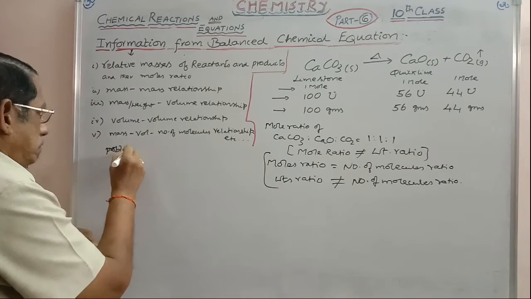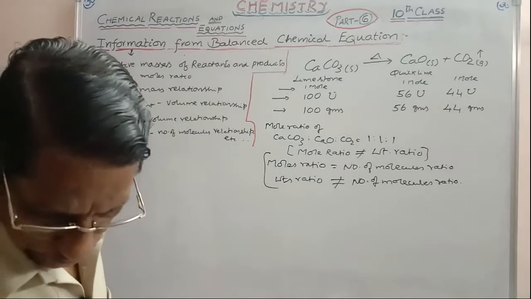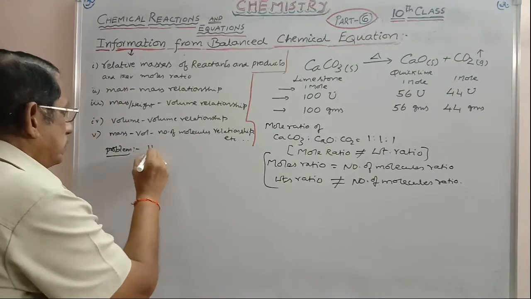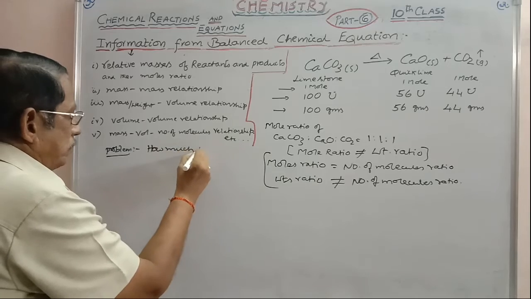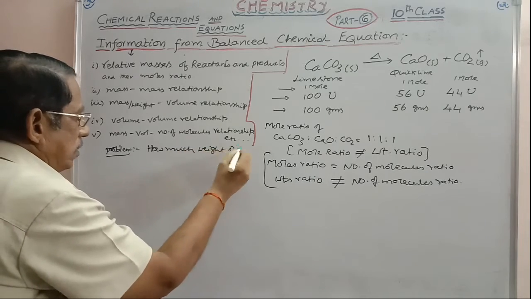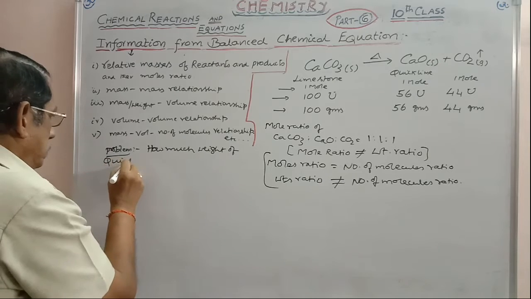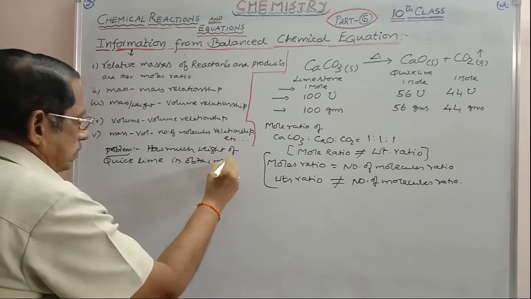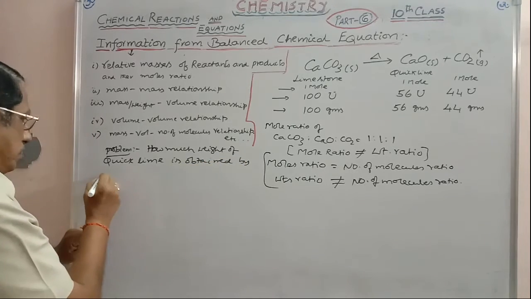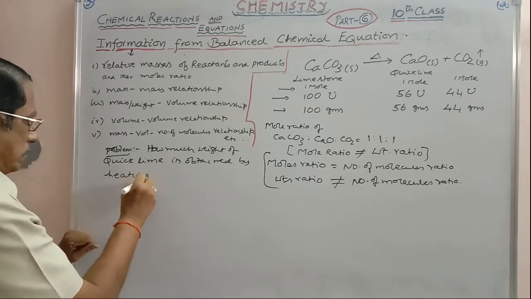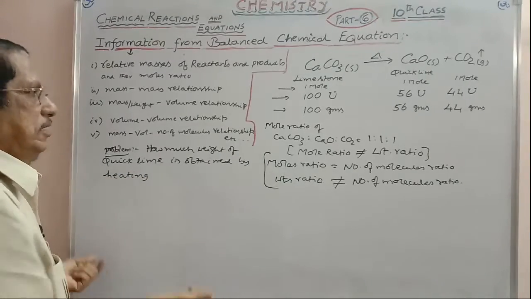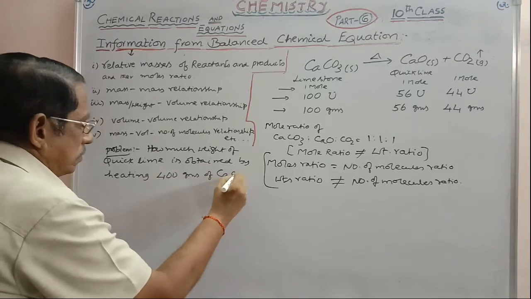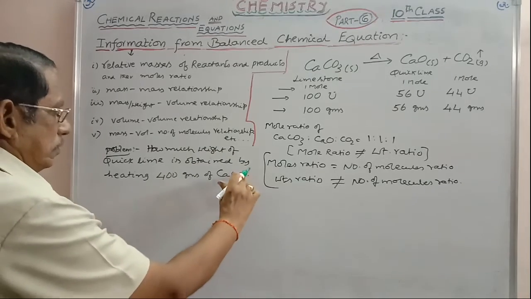Problem: how much weight of quicklime is obtained by heating, say any weight you can take, 400 grams of CaCO3. This is the problem.